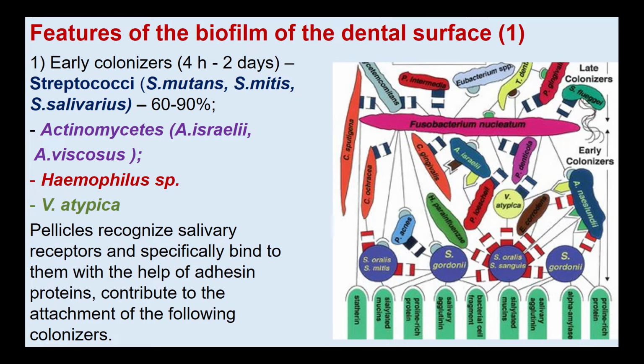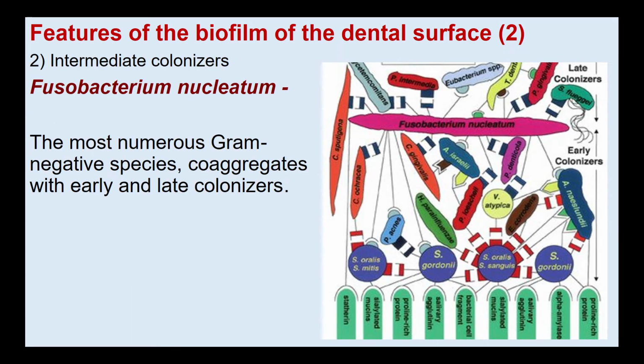These are the early colonizers. Then the intermediate colonizer is Fusobacterium nucleatum. It is very important because this intermediate colonizer binds the first layers, the early colonizers, and the late colonizers. Fusobacterium are gram-negative, filamentous rods, and they help to aggregate early and late colonizers.